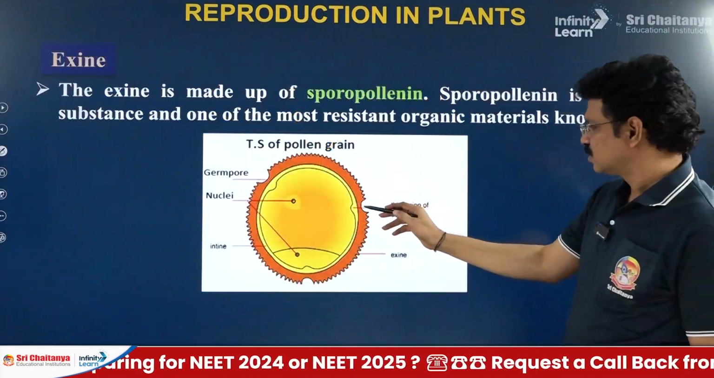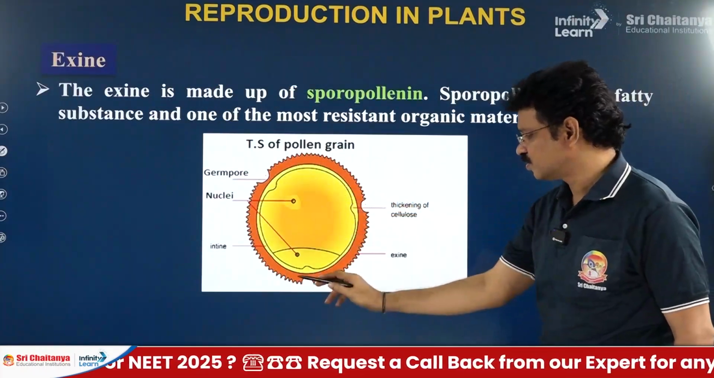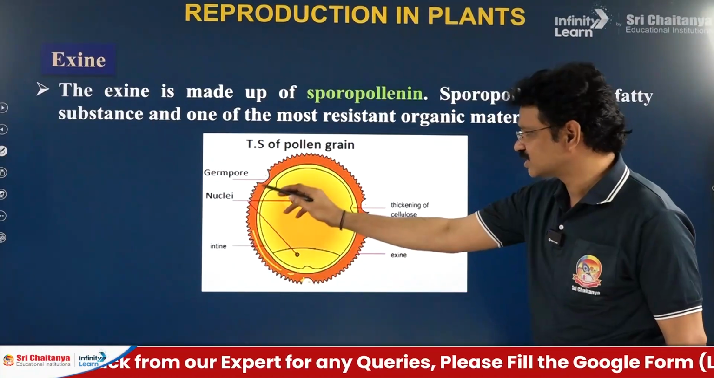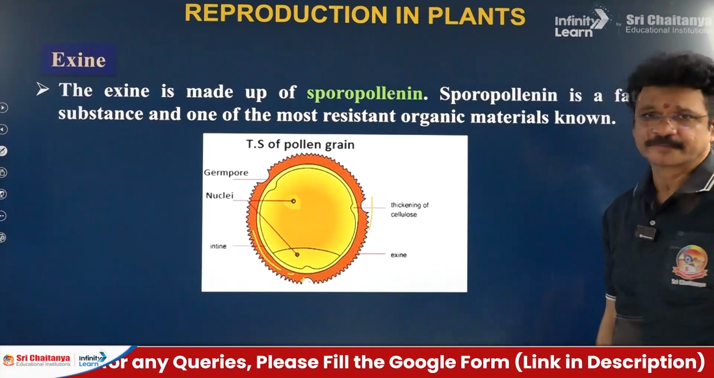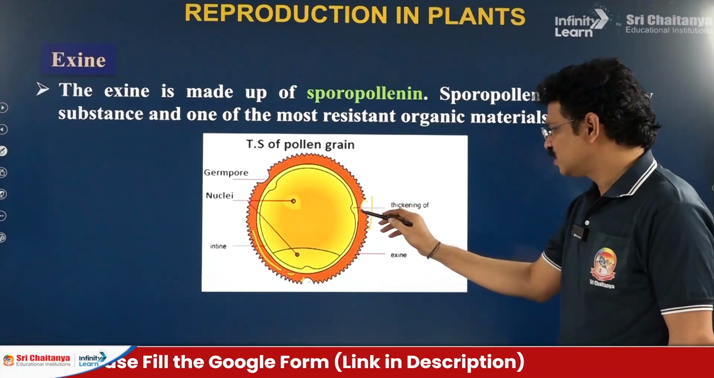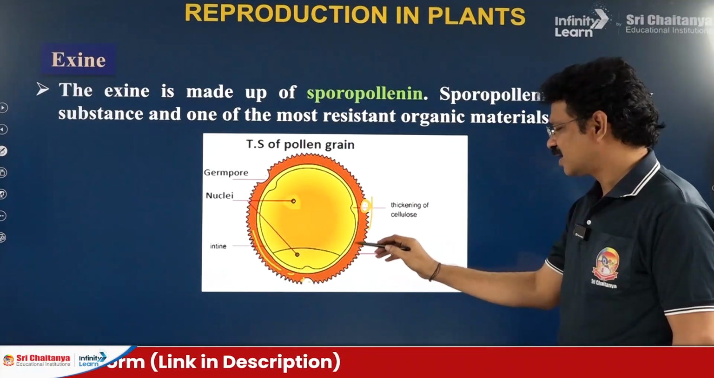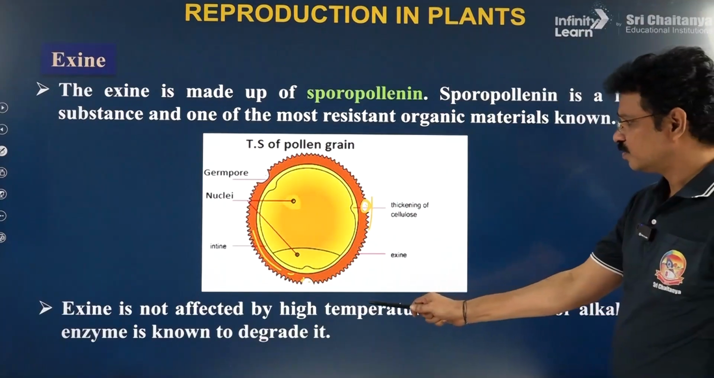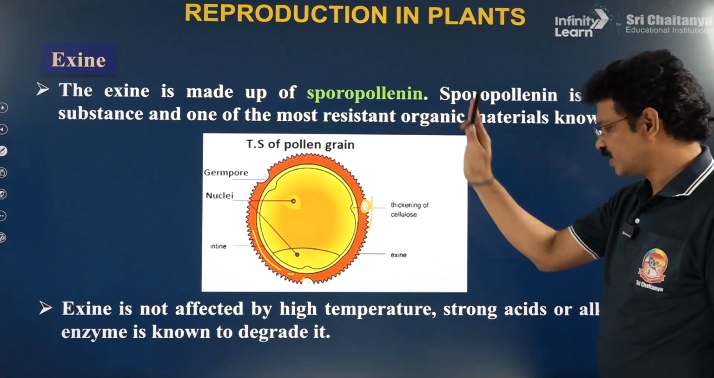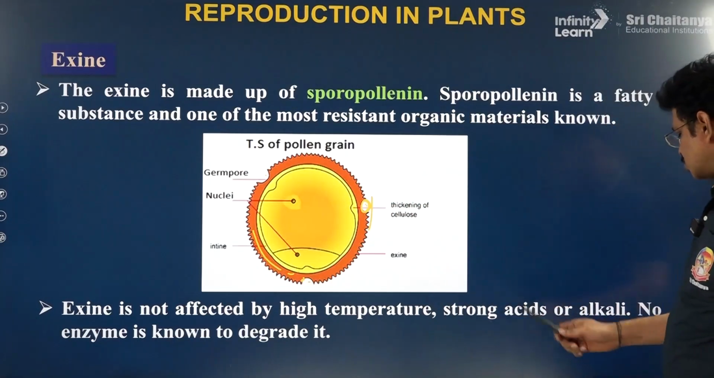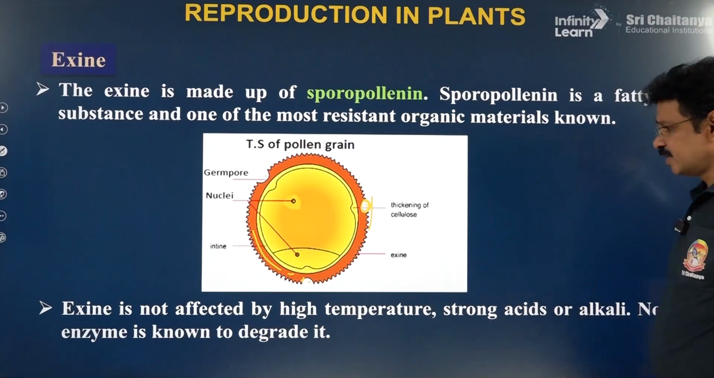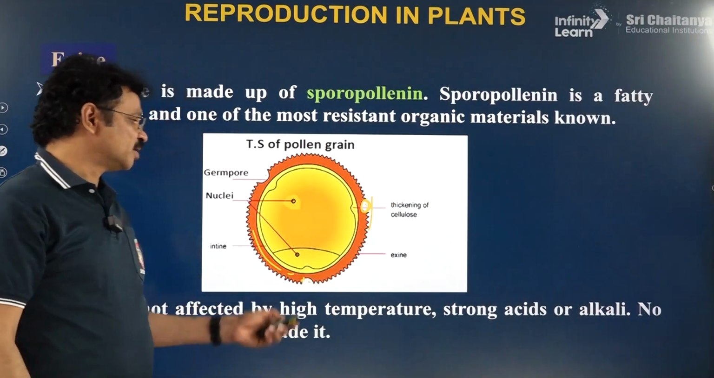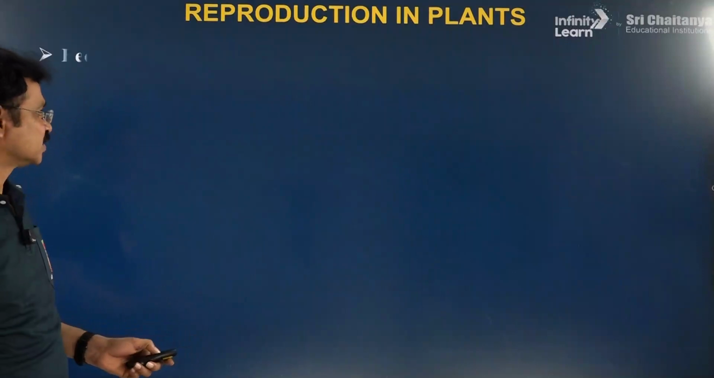Observe here, diagrammatically, these are the germ pore, germ pore, germ pore. Except the germ pore, the remaining entire area of the exine has the thickest sporopollenin portion. In the germ pore only, a thin area or less amount of sporopollenin is deposited. That sporopollenin provides protection for the pollen grains from high temperature, strong acids or alkaline medium or other adverse conditions. It is the reason for the survivability of pollen for a long period in external adverse conditions.